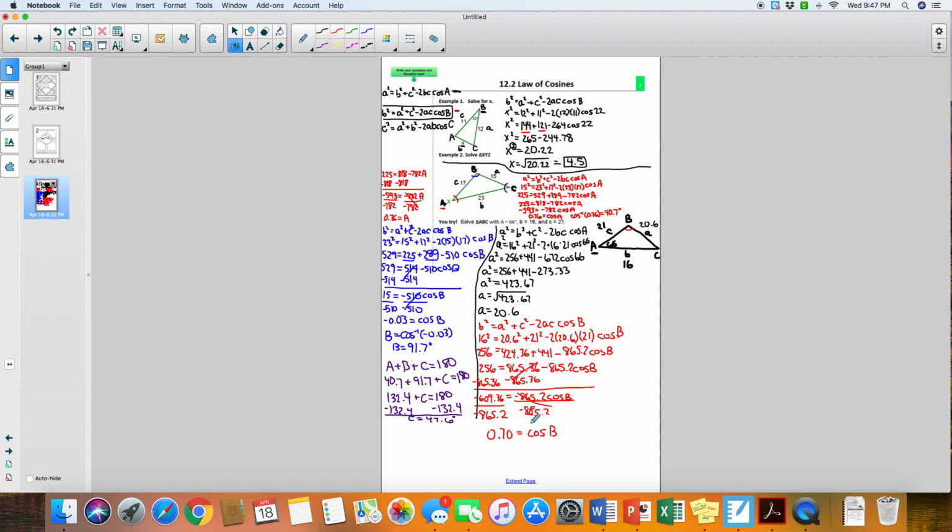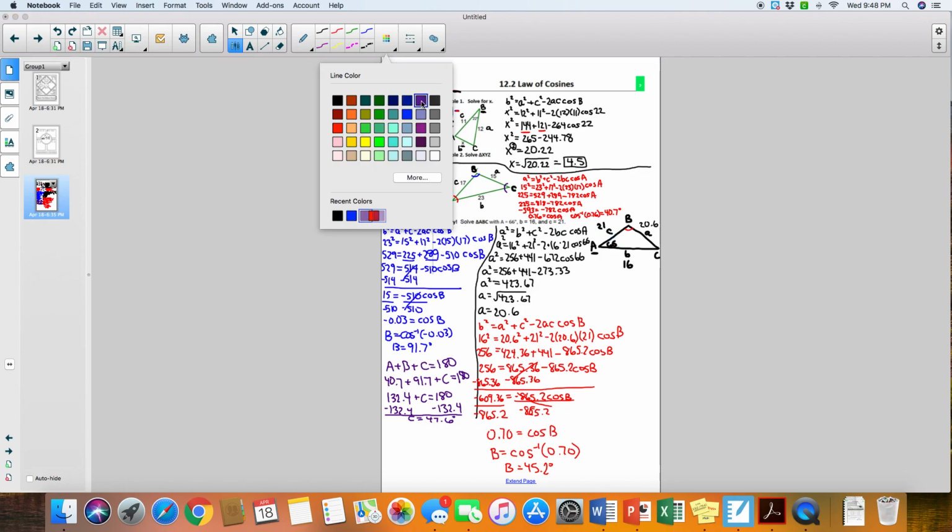All right, then the last step is to get rid of this cosine. And remember, you get rid of cosine by doing cosine inverse, and that looks like cosine with the negative 1. I would type that in my calculator to get 45.22. So B is equal to 45.2 degrees. All right, so we know angle A is 66, and we now know that angle B is 45.2.